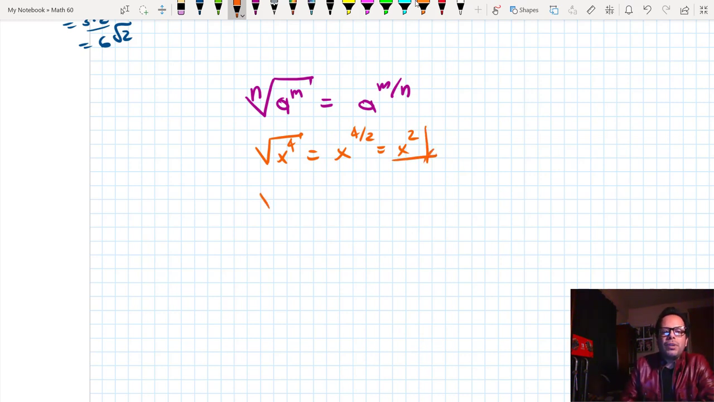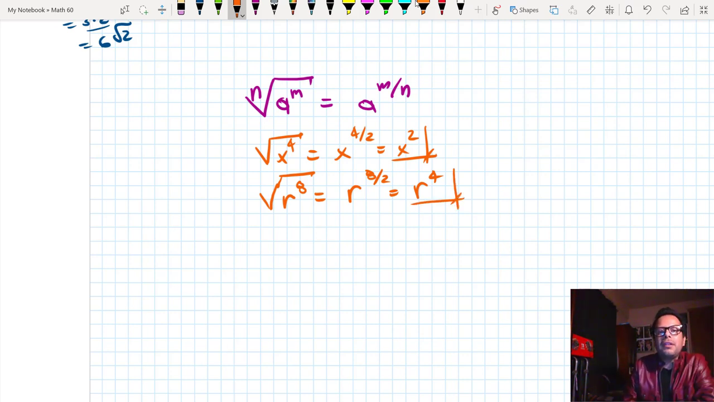If we have the square root of n, no, let's not use n to avoid confusion. How about r to the 8th power? In this case, we write r to the 8 divided by 2, and this divides to 4. So all we're doing, notice, these are numbers that are divisible, and we get as a final answer a perfect integer.